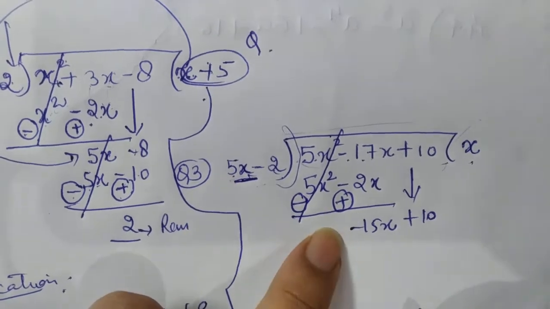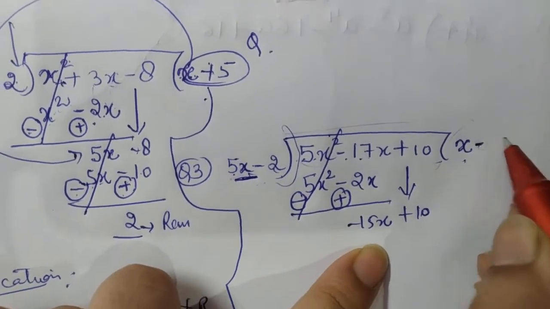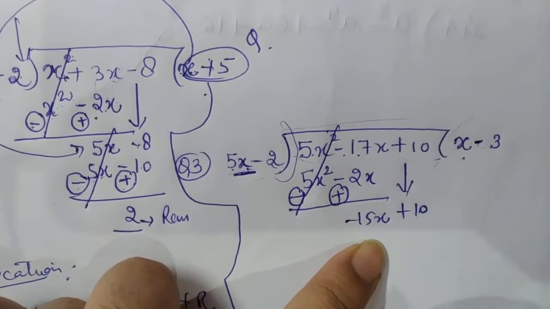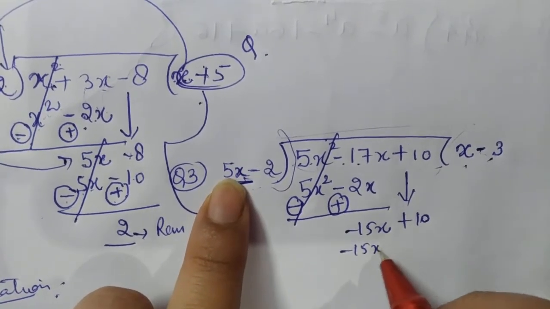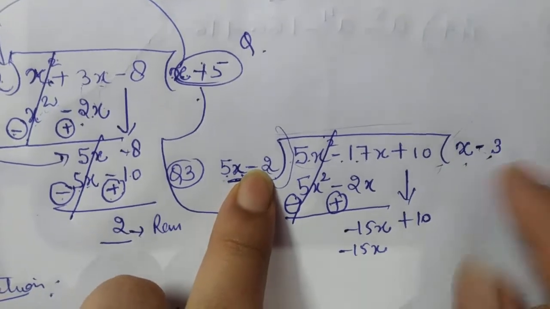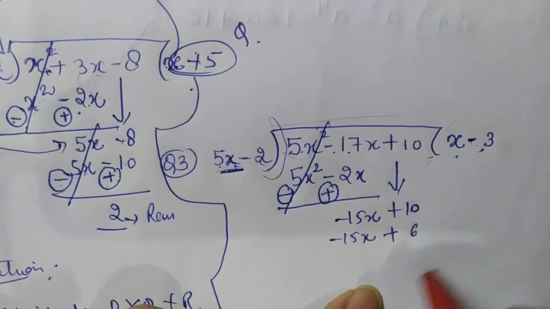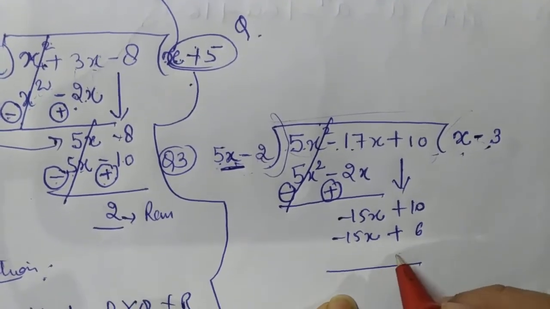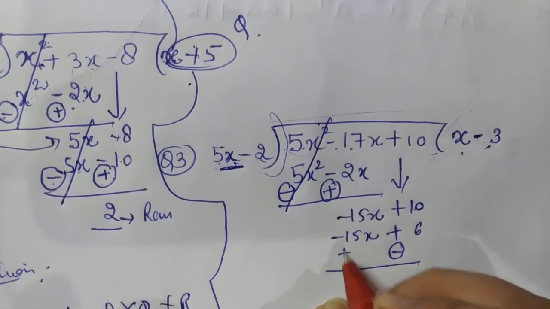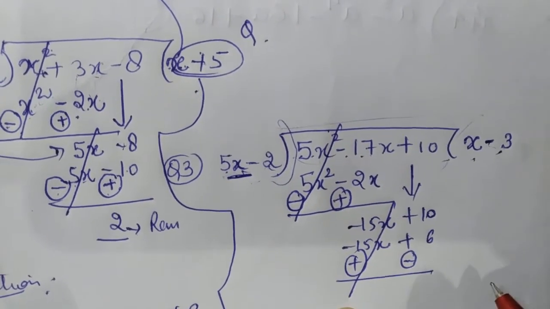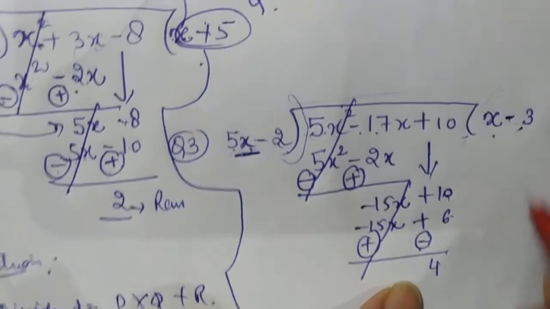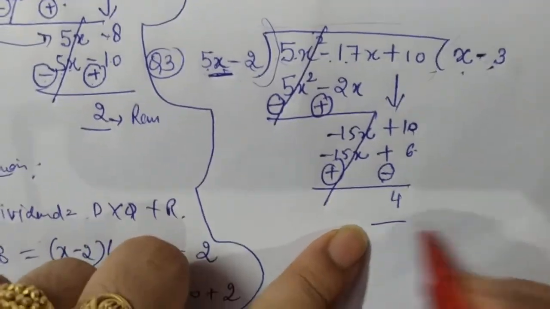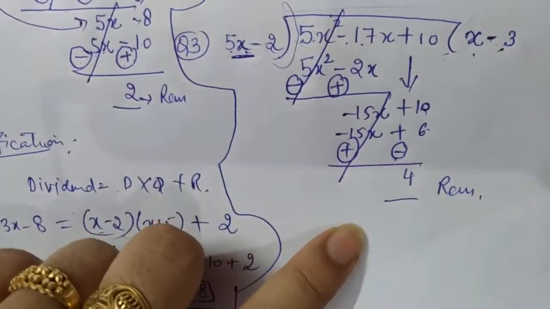So from 5x you have to go to minus 15x. That means you have to multiply by minus 3. Minus 3 into 5x, minus 15x, and minus 3 with minus 2, positive 6. As usual, again subtraction, so change the signs. This will be completely cancelled, and 10 minus 6, positive 4. Do you still have terms to call down? No. So this is my remainder.